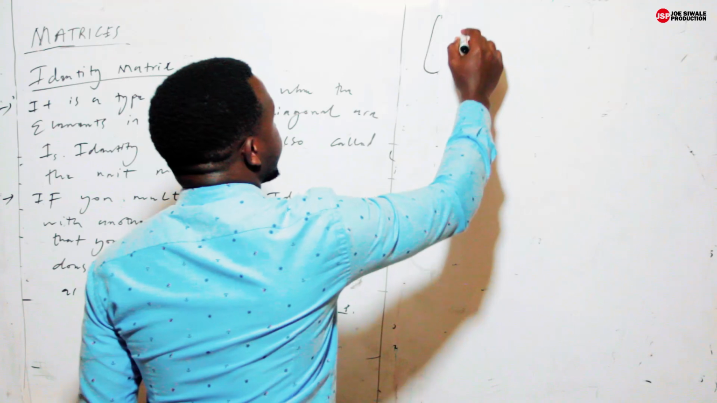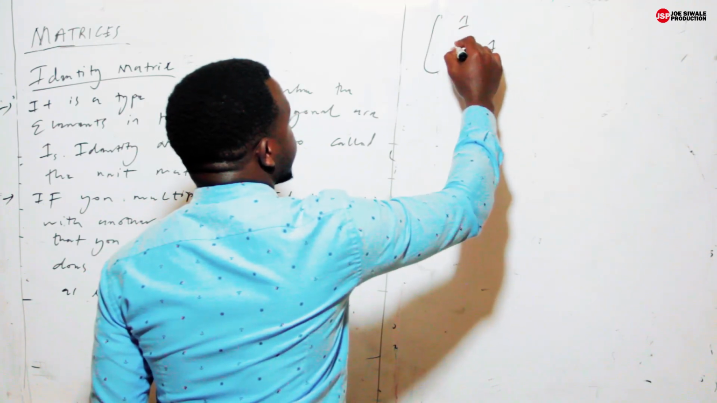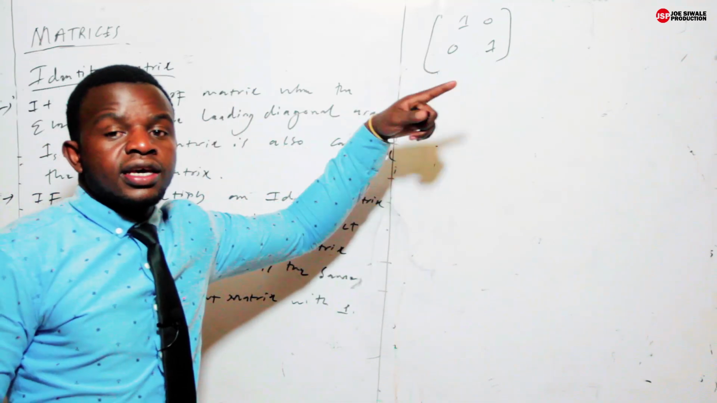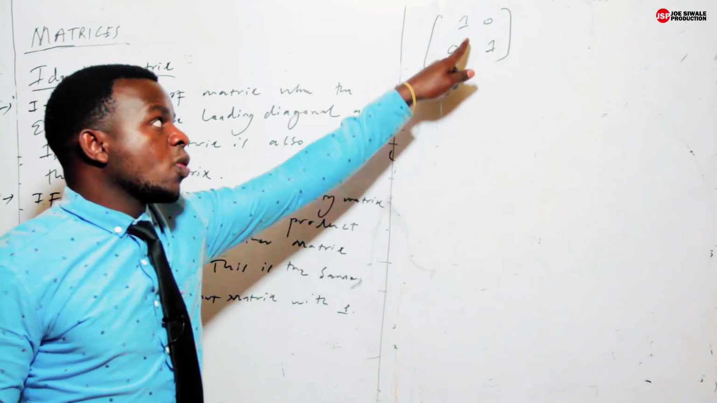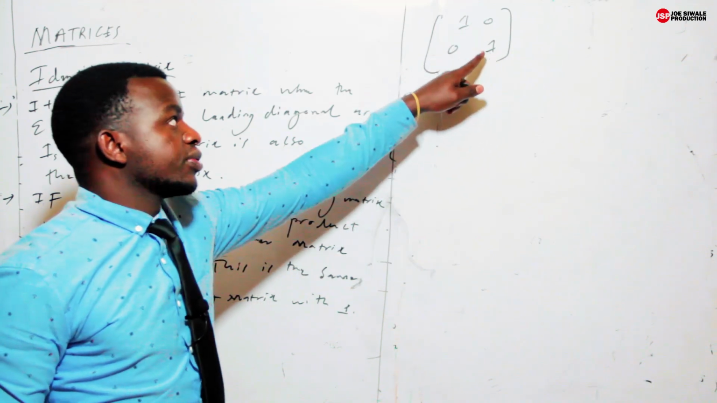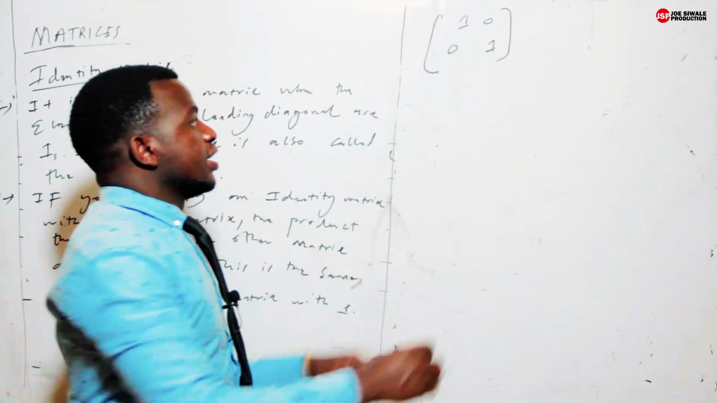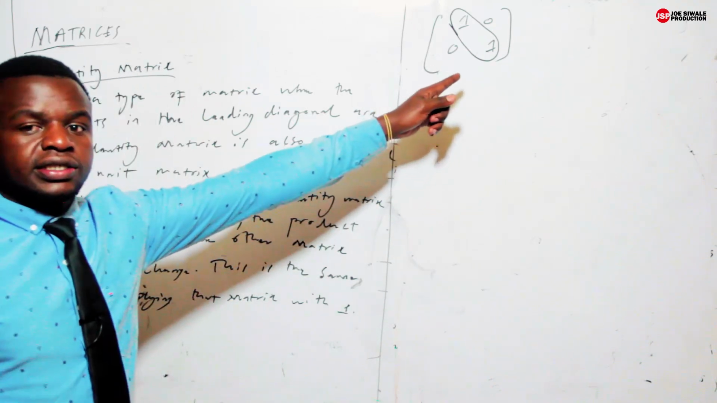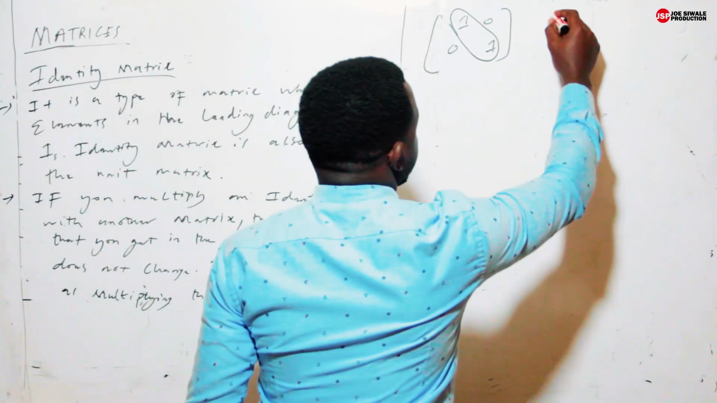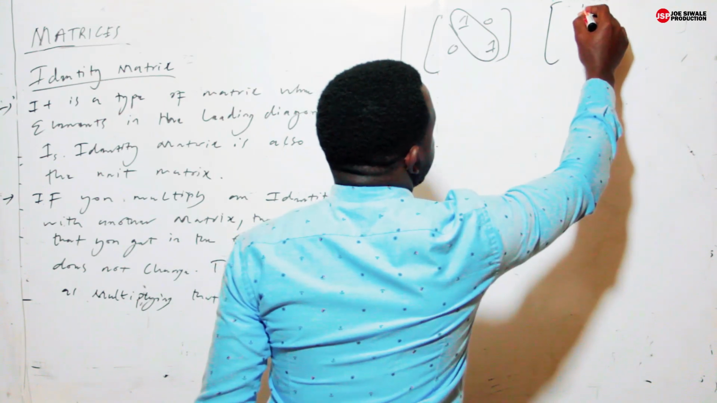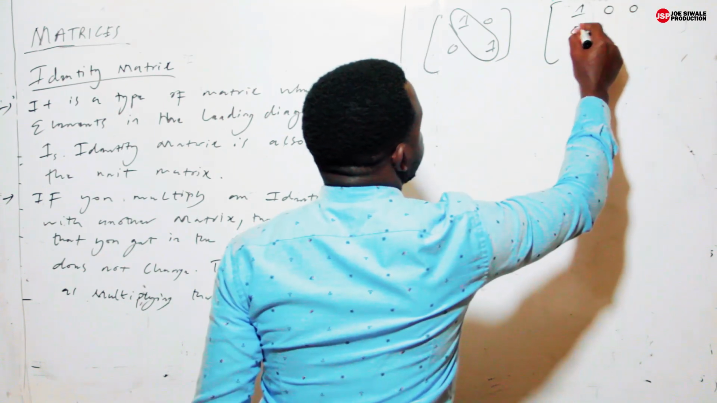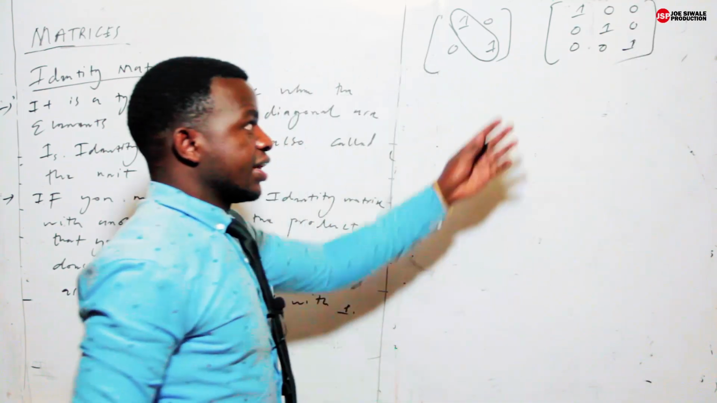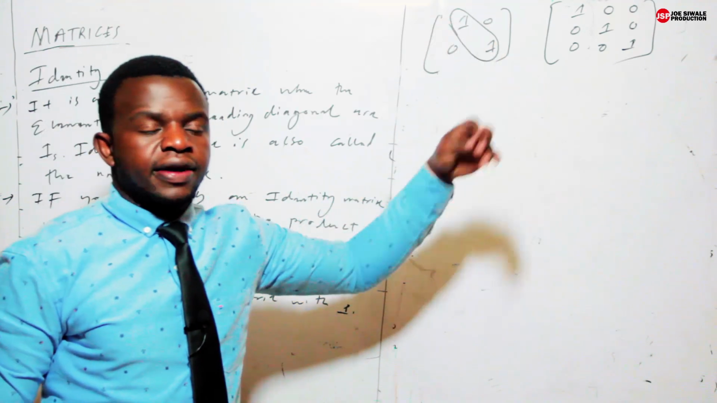So let us look at some of the examples of the identity matrix. The first example, we have 1, 1 there, then 0, 0. And as you can see, this is an identity matrix. And I've said an identity matrix has 1s in the leading diagonal. So as you can see, we have 1, 1 there, and we have said this part represents the leading diagonal. Then the other example of an identity matrix is 1, 0, 0, 0, 1, 0, 0, 0, 1. So this is another example of an identity matrix.